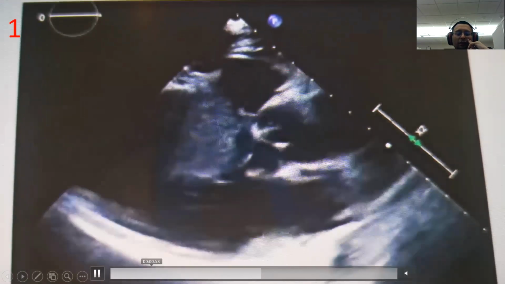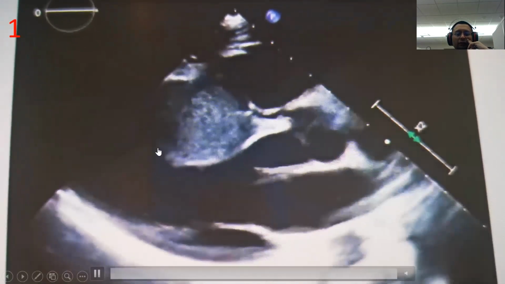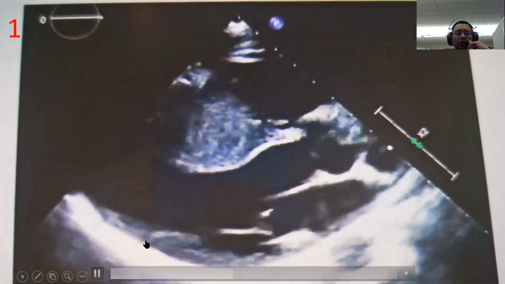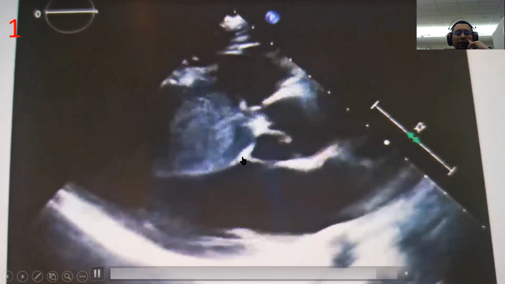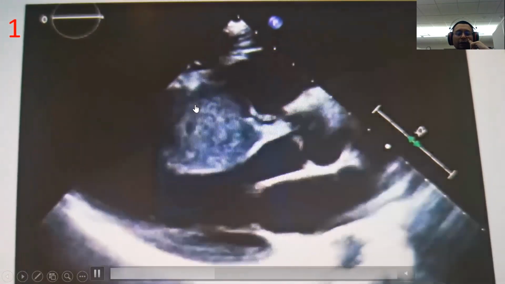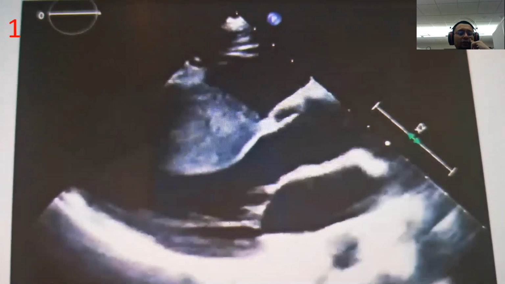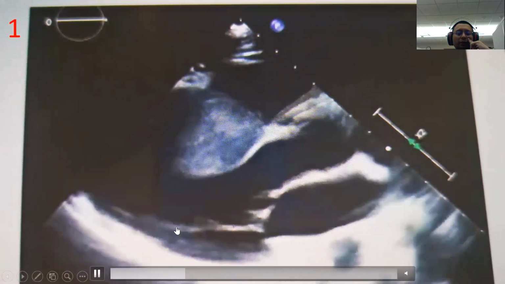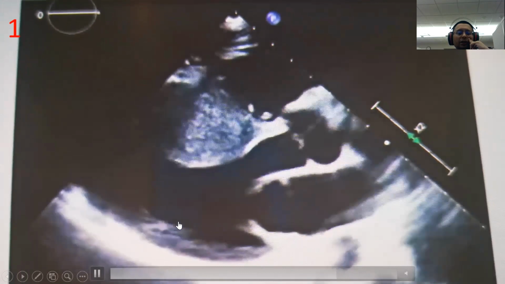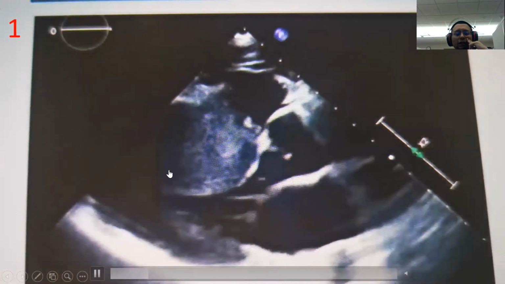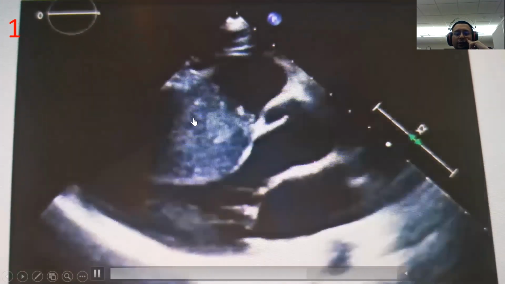Possible, yeah, but I have to measure the thickness. But this is too big. Usually what I do is, if the thickness is more than 1.8 centimeter, it is very, very unlikely to be because of hypertension. It's still possible, but unlikely. I think more than 2 centimeter is extremely rare. So I think this is maybe 3.5, 3.6 centimeter.